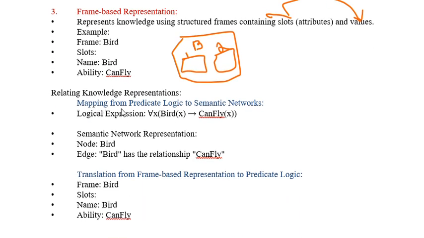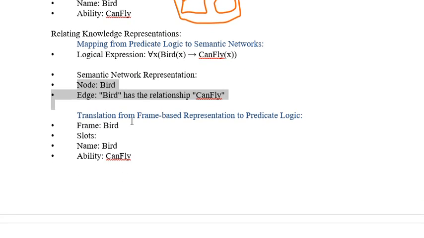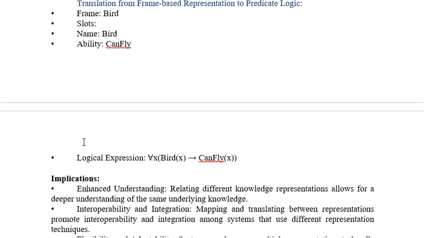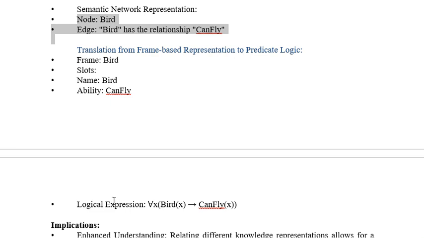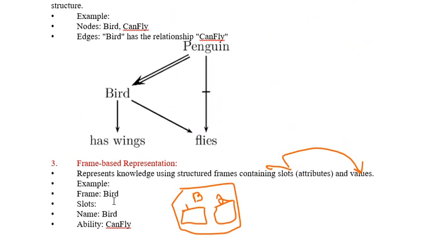Now let's see the mapping from predicate logic to semantic network. This is the predicate logic, the logical expression, which I already explained. Next, what is the semantic representation? We have the nodes and the edges, and the relation between them. Next, translating from the frame-based representation to predicate logic. In the frame base, we'll have the slots and the values, and this is the logical expression. So this is the way to represent the knowledge. These are the three ways to represent the knowledge. You can represent the knowledge in your own way, if you know it.